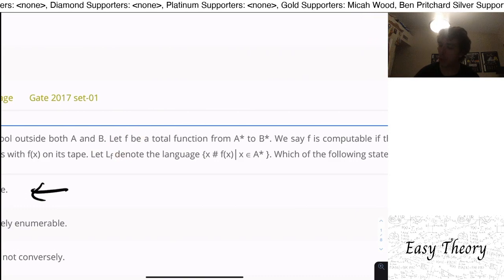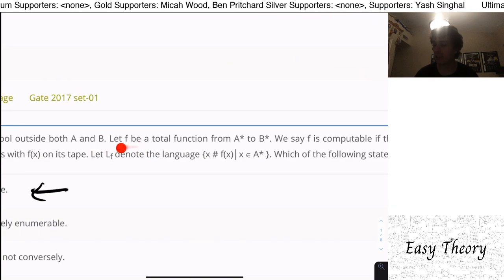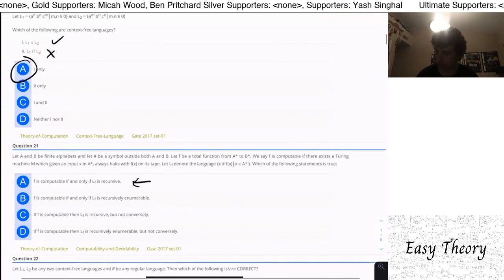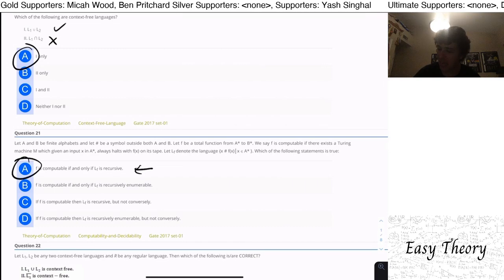Because F is total, that means that X has a defined string somewhere. So that means we can just keep trying strings over and over, getting bigger and bigger strings. At some point, because F is a total function, we will hit it eventually. Well, that's a pretty cool problem. So it is A here.